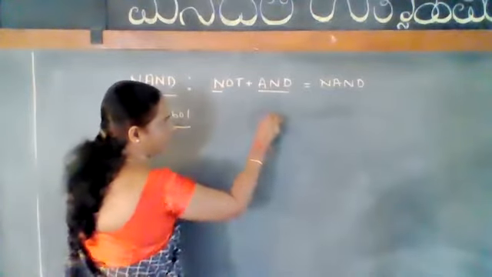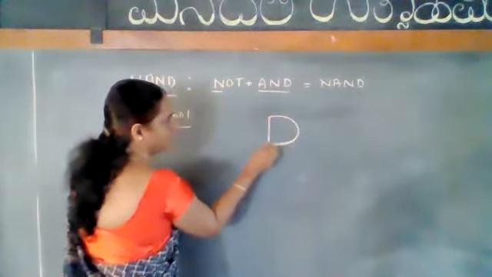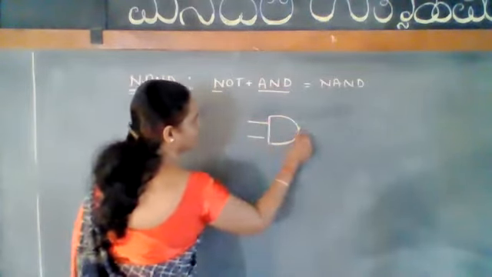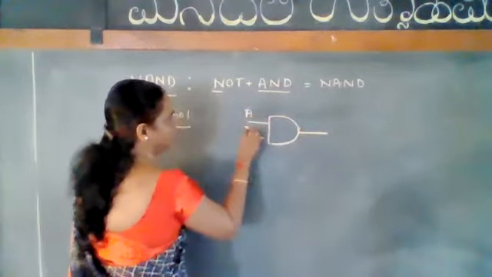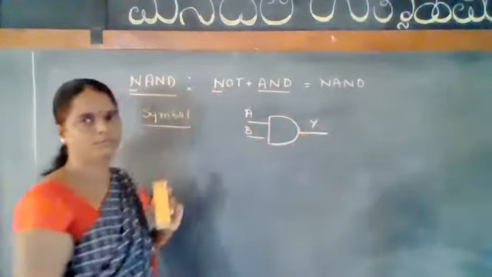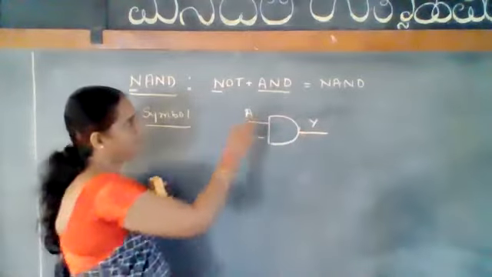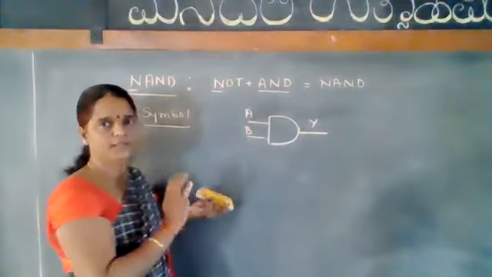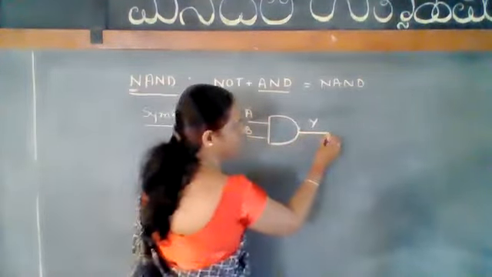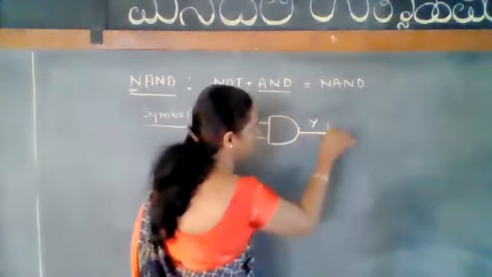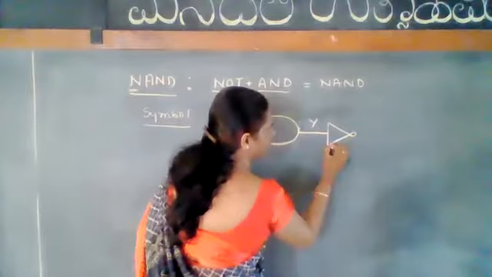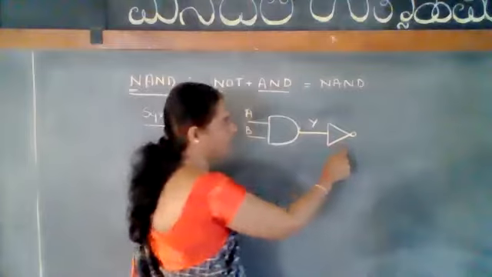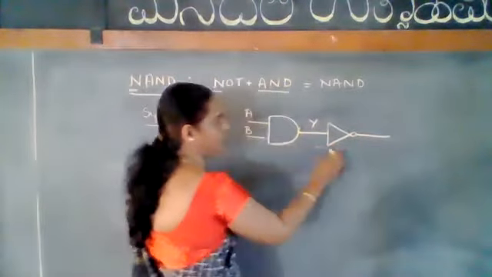For the AND gate, we know the symbol is this. This is the symbol of AND, right? With the two inputs and one output. A and B are the two inputs and one output. Now, AND we have written. If we combine NOT with this, that becomes NAND. So to the output of this AND gate, we connect one inverter like this. This is the symbol for NOT gate. So that inverter is connected to the output of this.